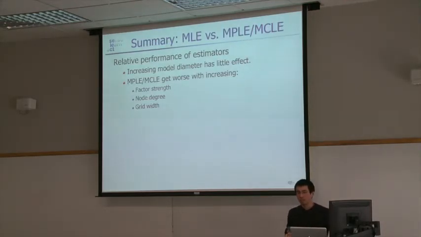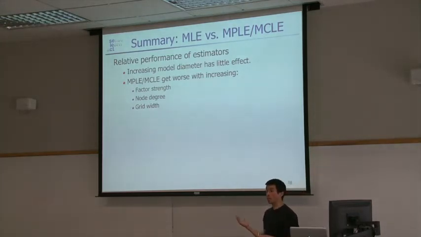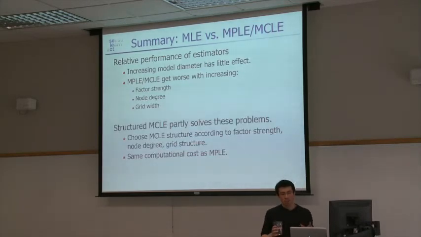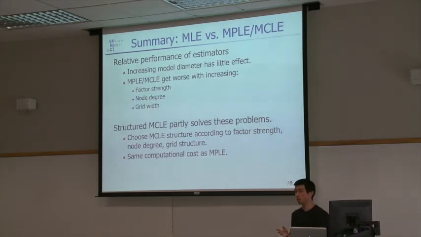So to sum up this empirical performance of these estimators, we've seen that increasing the model diameter has very little effect, and that pseudo-likelihood and composite likelihood are going to get worse as you increase the factor strength, the node degree, and the grid width. However, structured composite likelihood can partly solve these problems, where in particular, if you choose the composite likelihood component structure according to factor strength or node degree or some grid structure, then that can improve the sample complexity without really increasing the computational cost from pseudo-likelihood.